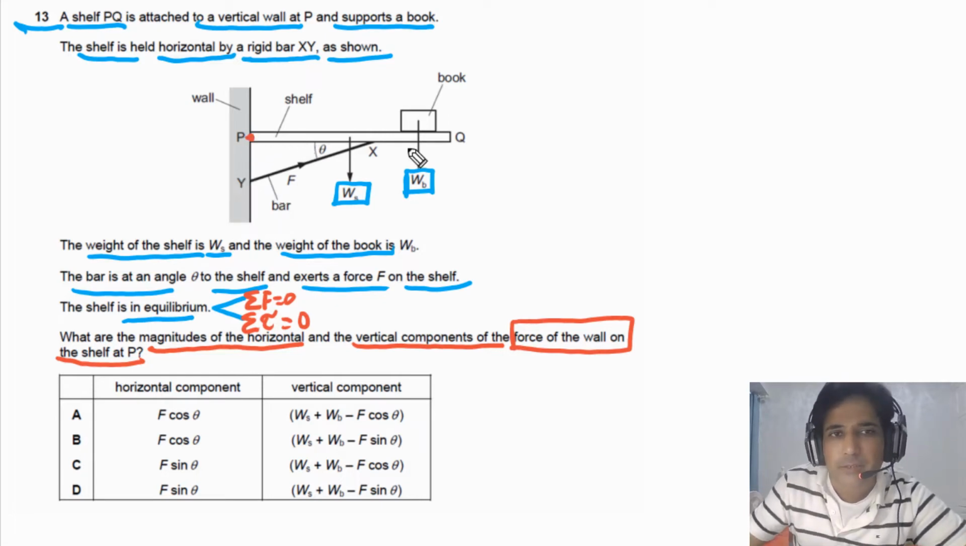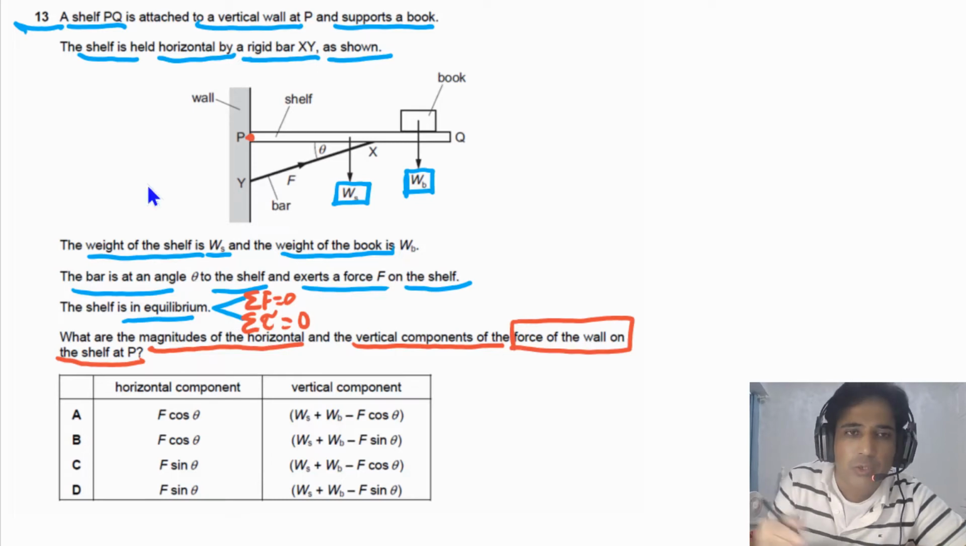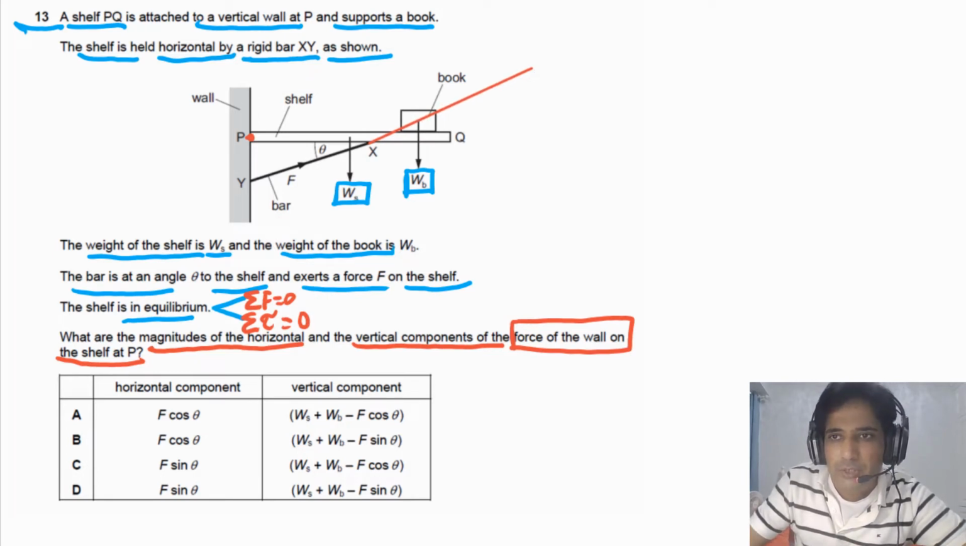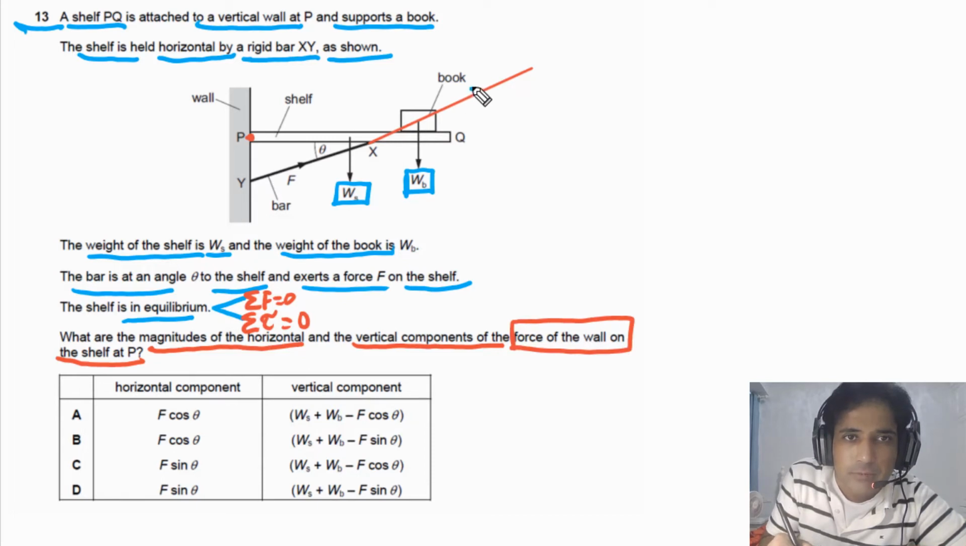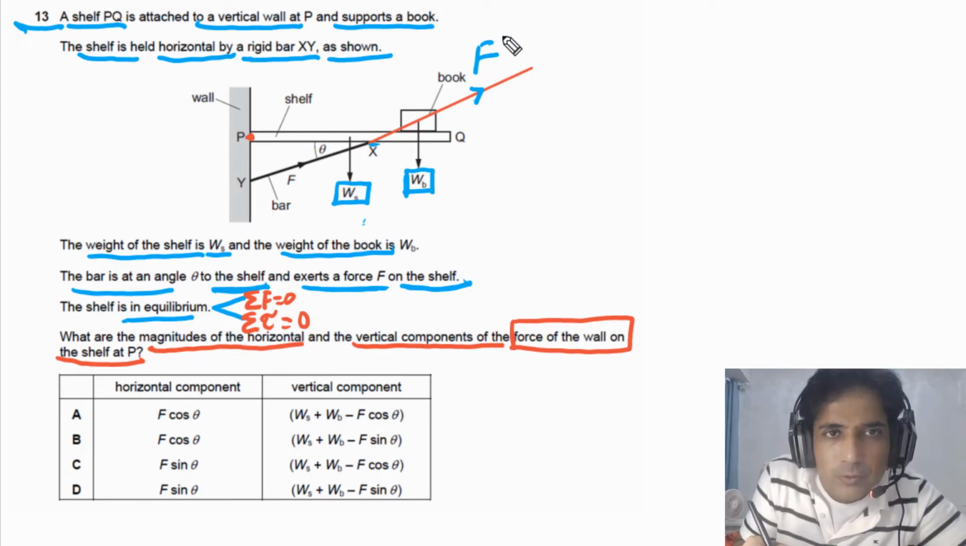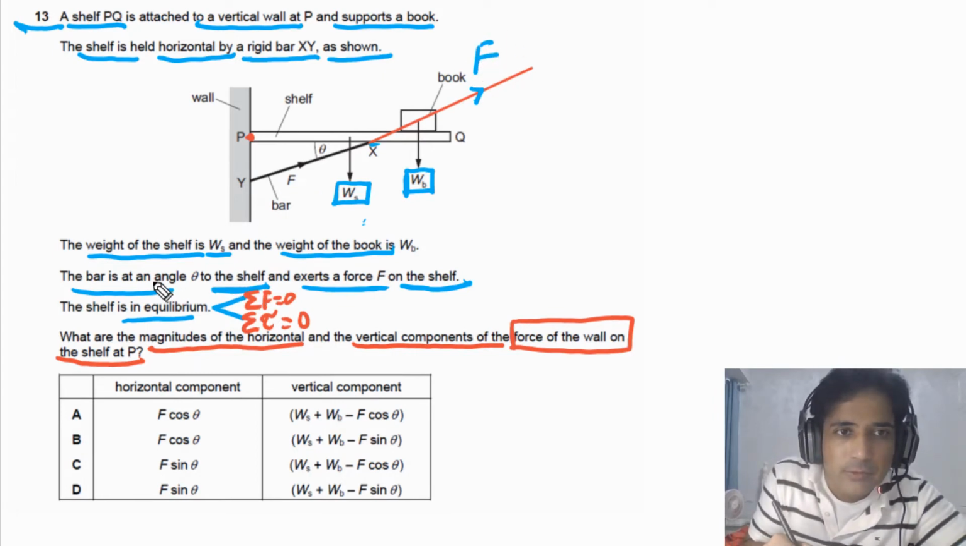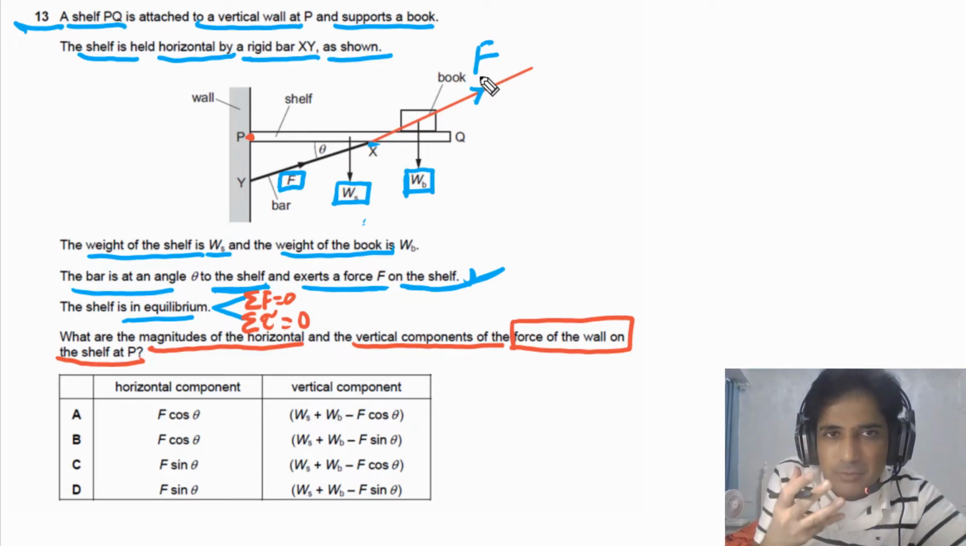Now the best way to answer this question is, first of all, we can draw a line here. From this point we can draw a line. This is telling us the force acting on the shelf, because for this question it is given that F is the force on the shelf. So this is the force on the shelf. We can say this is force F. This force is the force acting on the shelf by the bar, and this force is given here. In the question they have drawn this force here. We have simply redrawn this force here to get a clear picture of this question.